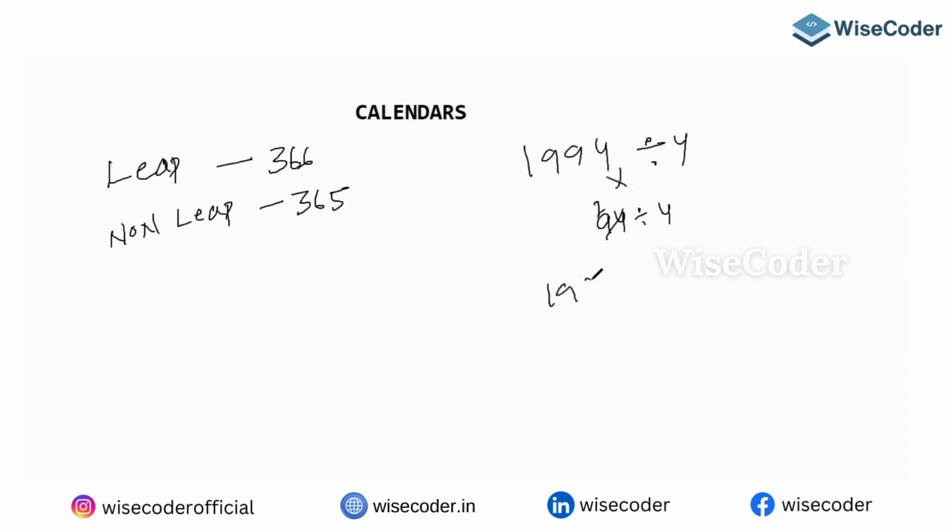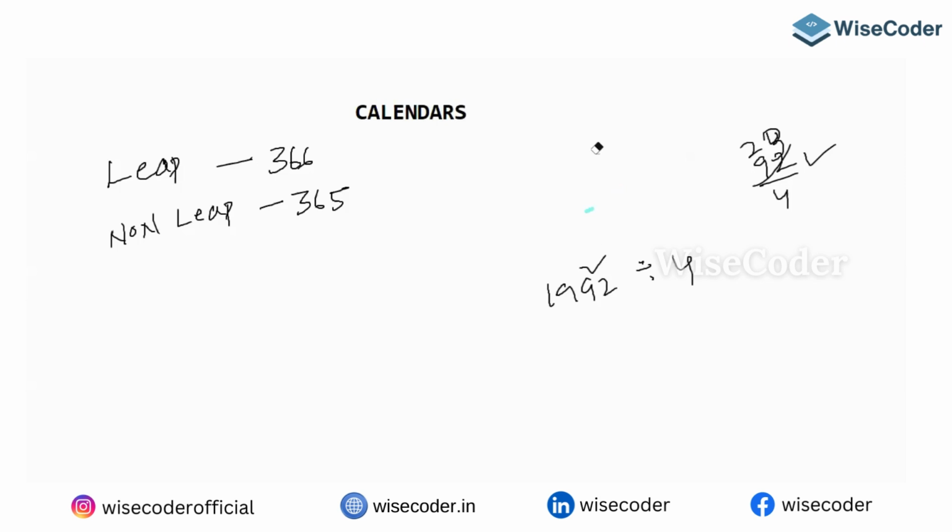Can I say 1992 is a leap year? Let's check the last two digits, 92, divided by 4. 4 twos are 8, 4 threes are 12, so 92 is divisible by 4, and 1992 is a leap year. So any year which is divisible by 4 is called a leap year. If it is not divisible by 4, we can simply say it is a non-leap year.